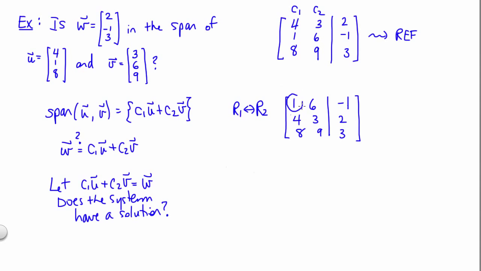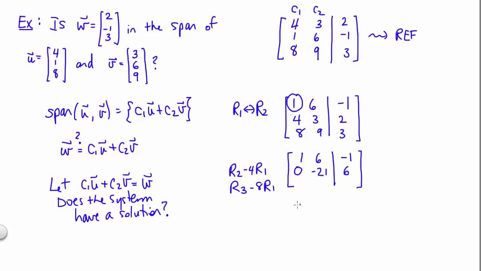So we're going to use this one now as a pivot to eliminate the entries below it. We're going to get rid of the 4 and the 8. So let's do row 2 minus 4 times our pivot row, and we can also do row 3 minus 8 times our pivot row. So doing row 2 minus 4 times row 1, we've got 0, negative 21, and positive 6. If we do row 3 minus 8 row 1, we've got 0, negative 39, and positive 11.